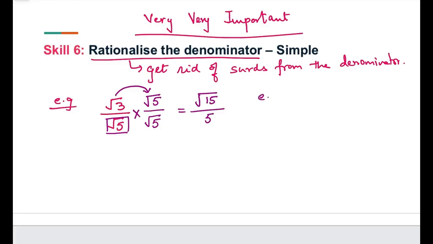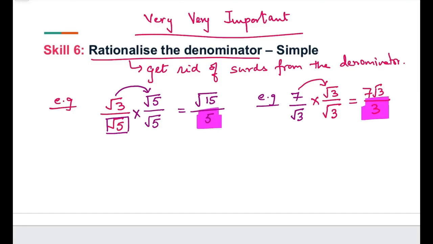Let's do another one. Let us suppose we have 7 over root 3 this time. Again, we will multiply with root 3 on numerator and denominator both. So the numerator will give us 7 root 3 and the denominator will give us 3, right? Here we have rationalized our denominator because our denominator is a whole number now. It's not a surd anymore, right?